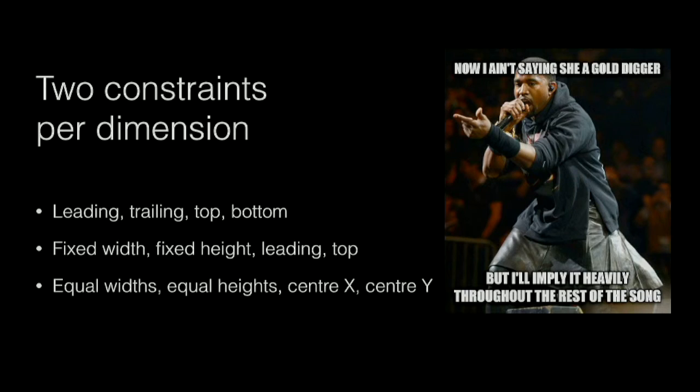The first way is we can specify a leading constraint, trailing constraint, and top and bottom on our view. We could give our view fixed width, fixed height, and a leading and top constraint. Or we could specify equal widths, equal heights, and that it should be centred to other views.